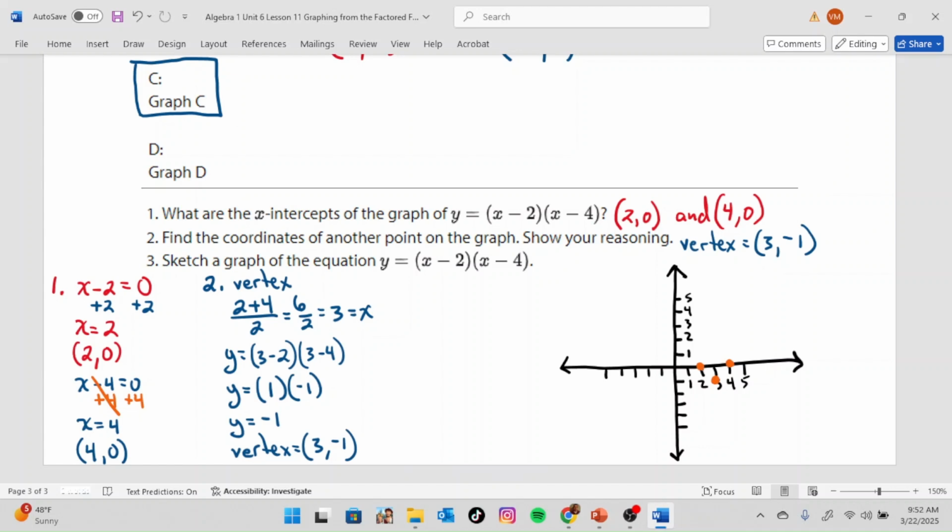And now I could draw my parabola, connecting them and continuing in both directions. So that is how we would sketch the graph.